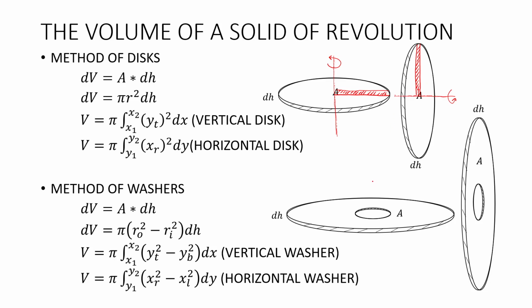The same goes for your washer, which is the same concept. For example, we're going to create an axis here. For example, I'm going to create a horizontal strip here, and this one is a vertical strip.